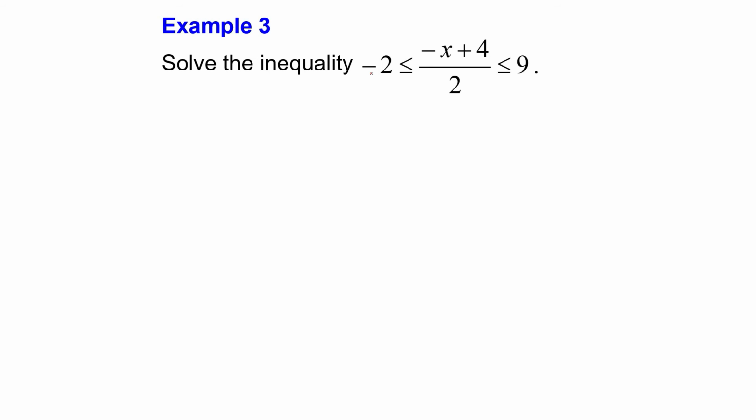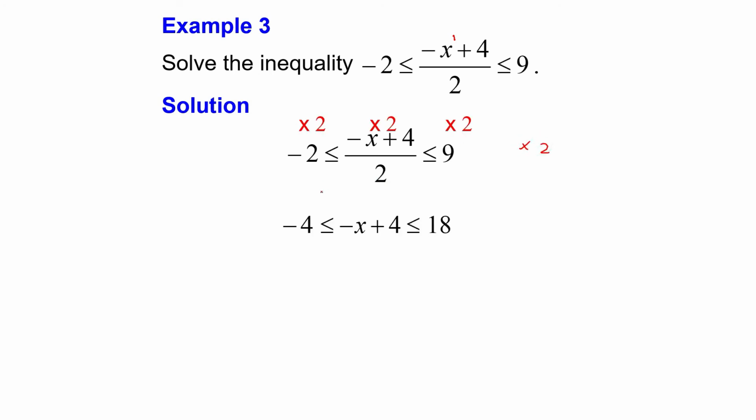Example 3. The inequality has a fraction right in the middle, but it is still a linear inequality because the highest power of x is just 1. To eliminate 2 at the denominator, we multiply everything else with 2. Remember, we want to leave only x in the middle, but there's still plus 4. So eliminate that plus 4 first. What should you do to eliminate plus 4? Just minus 4 in the middle, left and right.